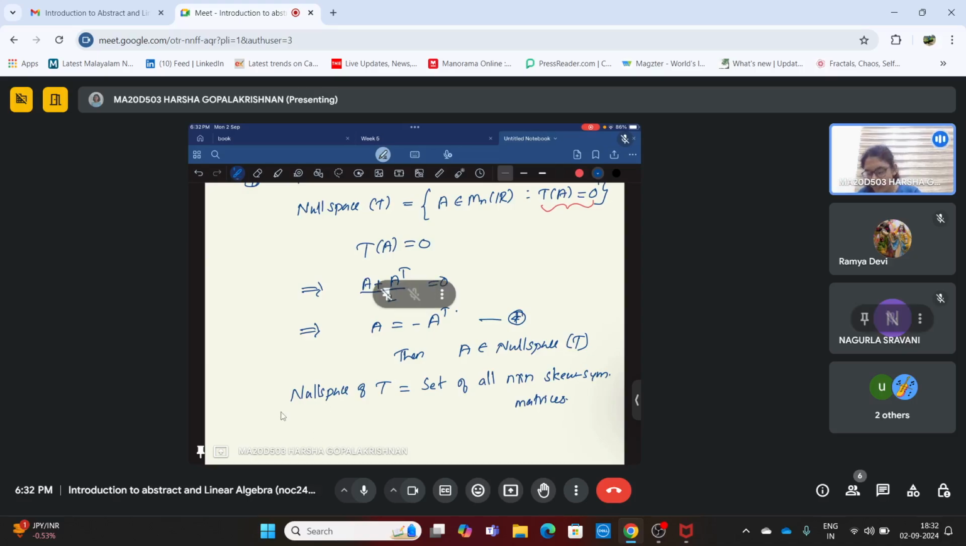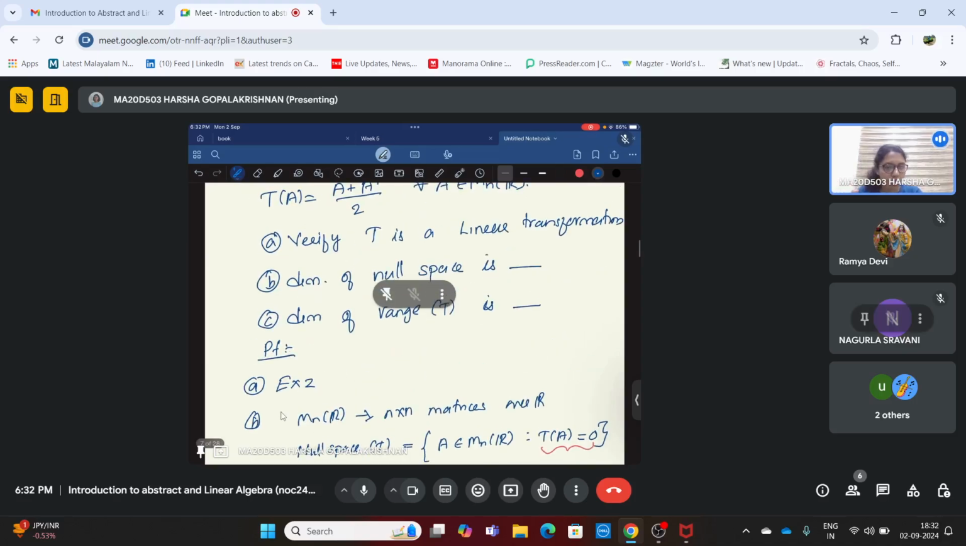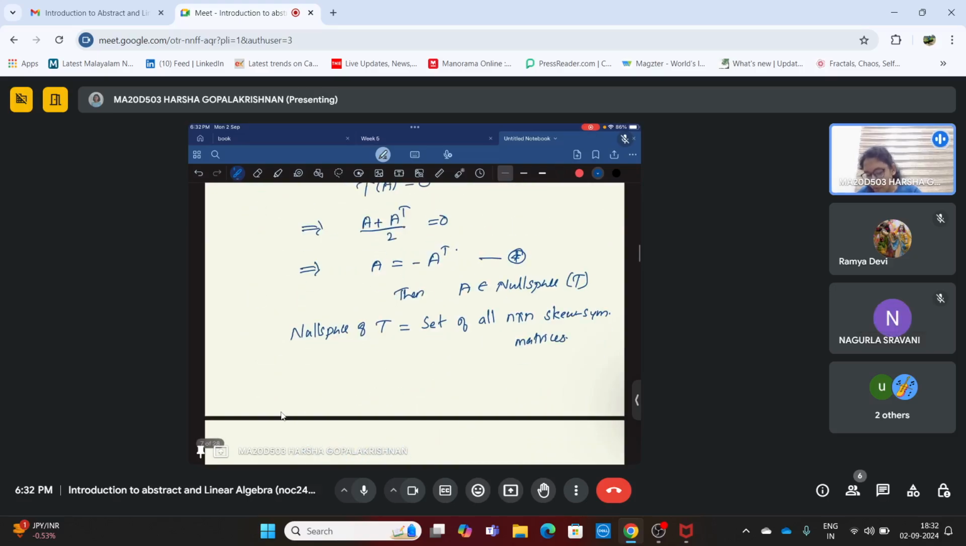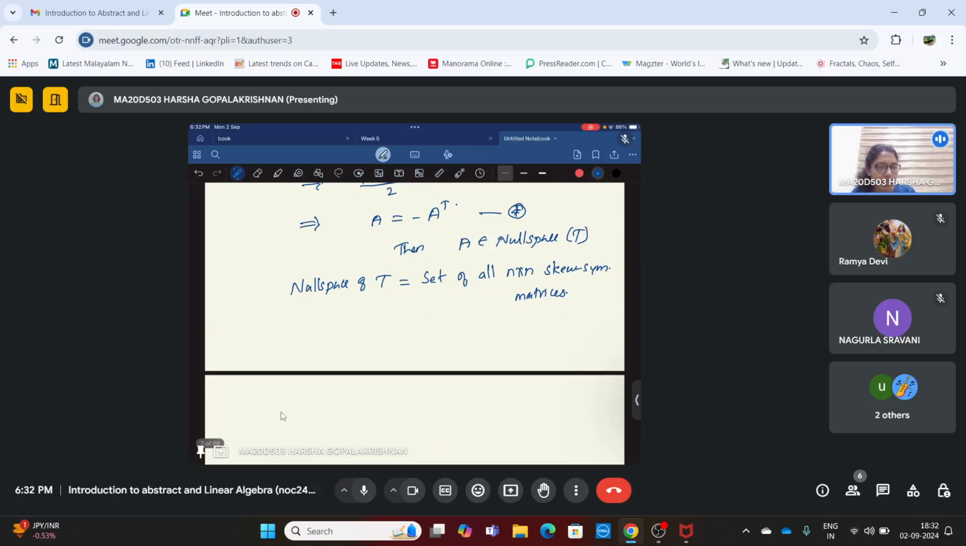Now what we need to find is the dimension of the null space. We got the null space, so we need to find the dimension of n by n skew symmetric matrices. So before going to the n by n general case, let us see what is happening in 2 by 2, 3 by 3 and so on. So you will get the idea. Consider a 2 by 2 matrix A, B, C, D.